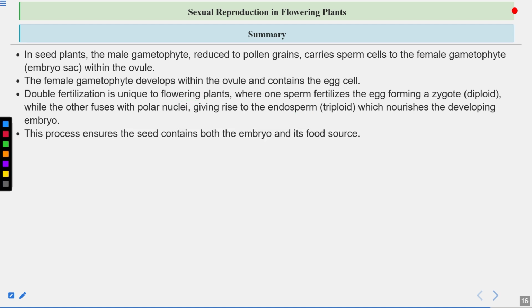This process ensures the seed contains both the embryo and its food source. The resulting seeds then develop into the new sporophyte generation. So, this is all about today's session.